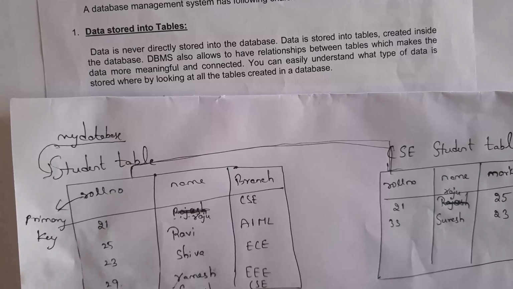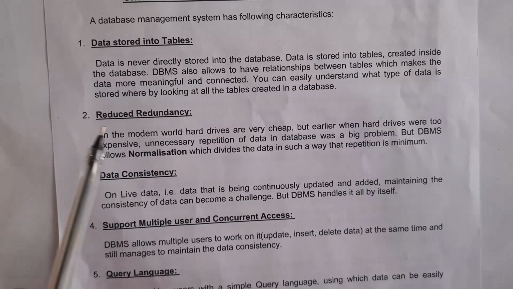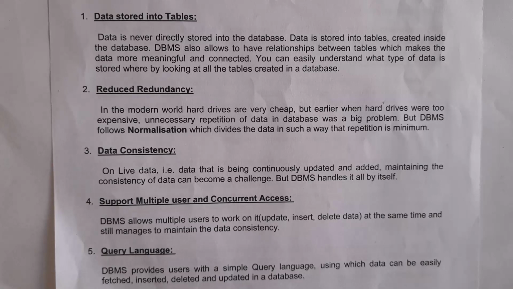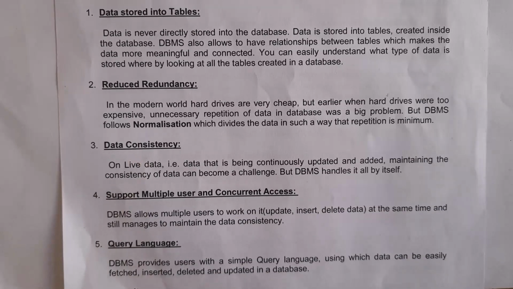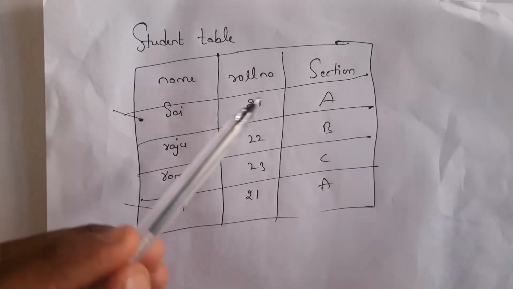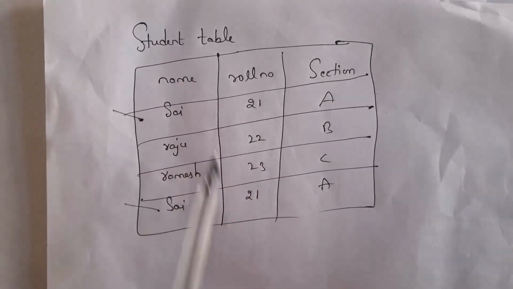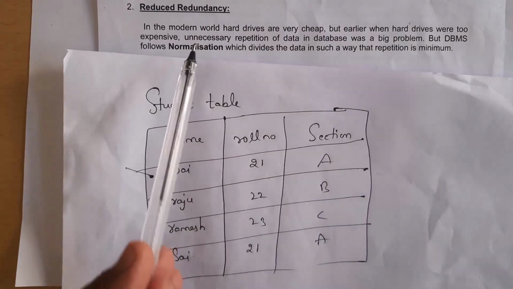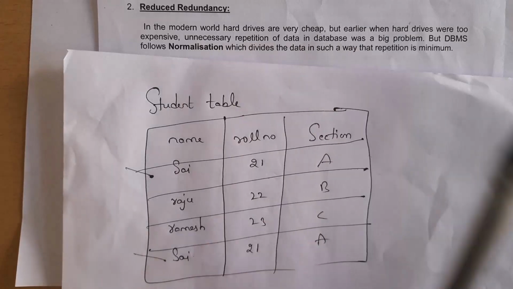This is the first feature. And the next feature is reduced redundancy. At present, if you want to purchase any hard disk, it is very cheap. But in olden days, a hard disk was very expensive. So unnecessary repetition of data is a big problem. For example, in the student table, name Sai, roll number 21 and section A are repeated twice. It will lead to wastage of memory in the hard disk. So unnecessary repetition of data in a database was a big problem.